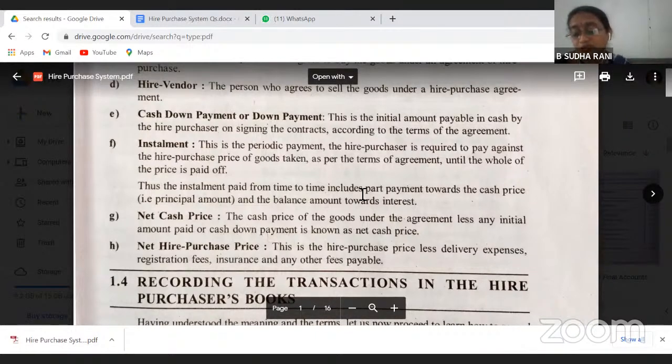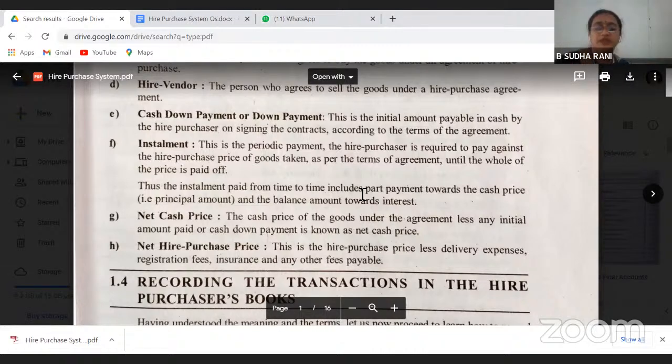The total you are paying to the vendor is 1 lakh. That is the hire purchase price. The actual price of the asset is 80,000. That is the cash price. And you are paying in advance at the time of the agreement 20,000 as down payment or initial payment. So from the cash price of the asset, if you subtract this initial payment, 80,000 minus 20,000, 60,000, whatever you get is going to be the net cash price. Upon this net cash price, he will charge the interest. That we will do later.